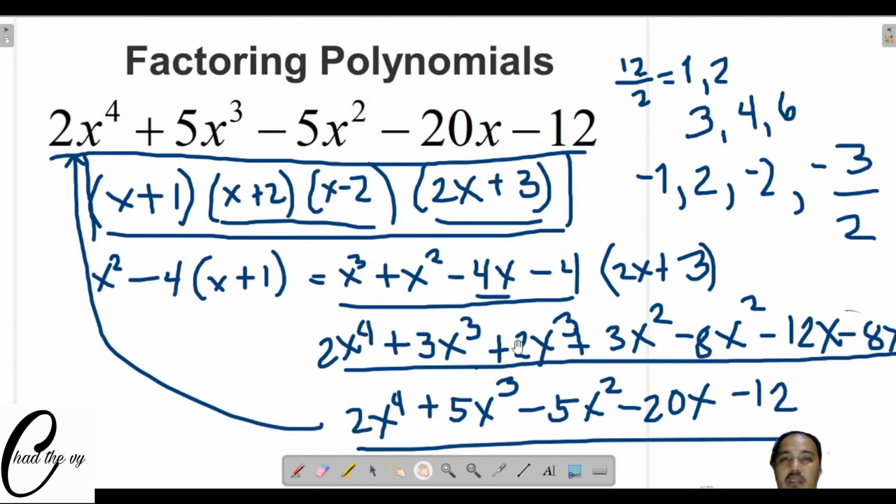Ganun natin yung paraan natin na ginawa sa pagkuha ng factoring ng polynomials. I hope na natuto po tayo, nakapagbigay po ako ng kaalaman sa inyo. And more videos to come pa po.